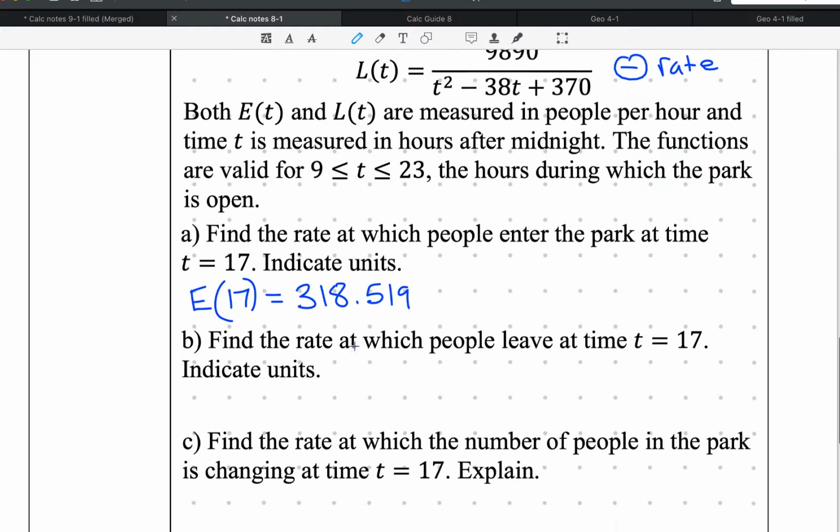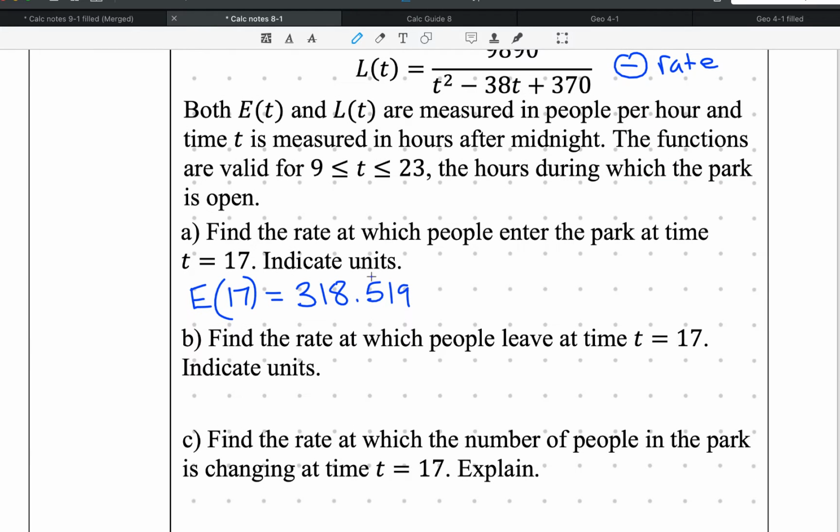But it is always important to check, does that make sense? Because if it's just talking about people, yes, you need to round to the nearest person. If this was just people, I would have rounded to 319. But it's talking about people per hour, which is okay. It's just a rate. I'm talking about this concept. I'm not cutting people in half by doing this. That's a concept of how fast they're going in.